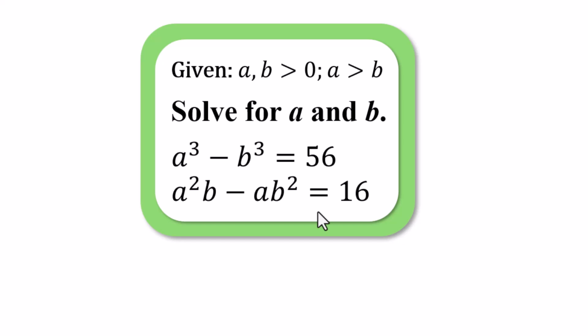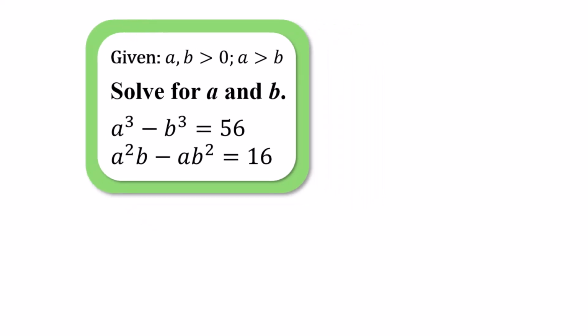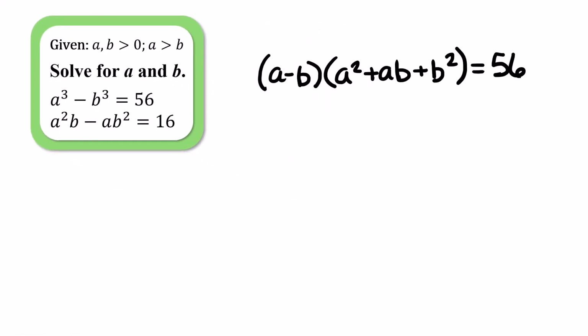First thing, I'm looking at these things. They're just begging to be factored. I've got the difference of two cubes here. There's a formula for that, and that would be it: a minus b, a squared plus ab plus b squared equals 56.